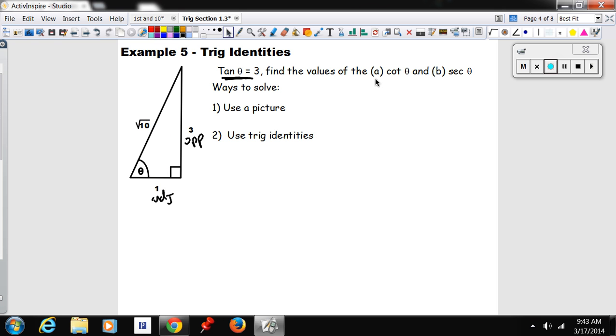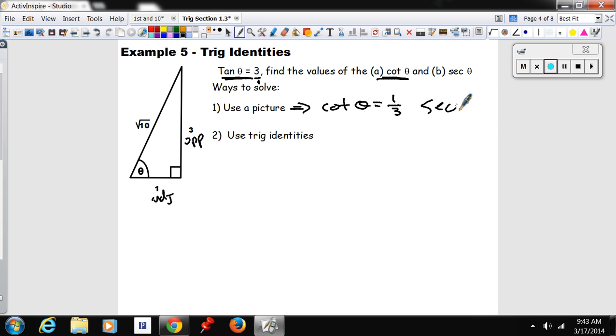Now, what would my cotangent be? Cotangent of theta. You know the tangent equals 3. What do I know about tangent and cotangent? They're reciprocals. So if this is 3 over 1, my cotangent has to be 1/3. Has to be 1/3. You're flipping the tangent over to get the cotangent.